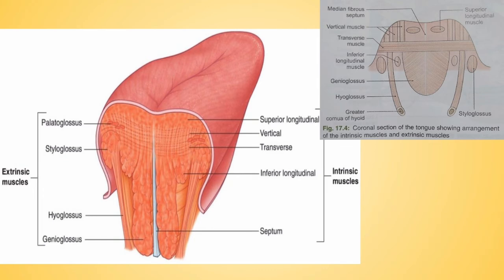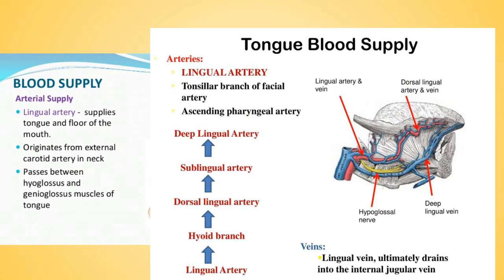We have 4 extrinsic muscles also, that is the palatoglossus muscle, styloglossus muscle, hyoglossus and the genioglossus muscles. Now first of all, the extrinsic muscles connect the tongue to the mandible, via genioglossus, to the hyoid bone through the hyoglossus, to the styloid process via the styloglossus, and to the palate via the palatoglossus. Okay, now very important is the arterial supply of the tongue.